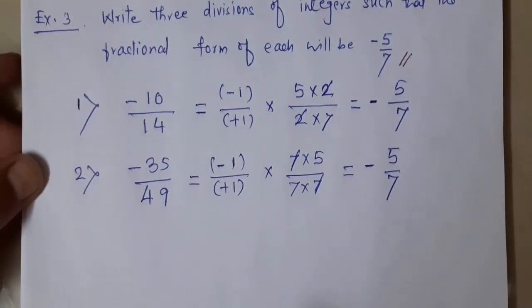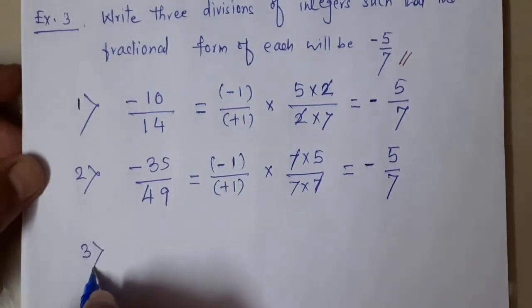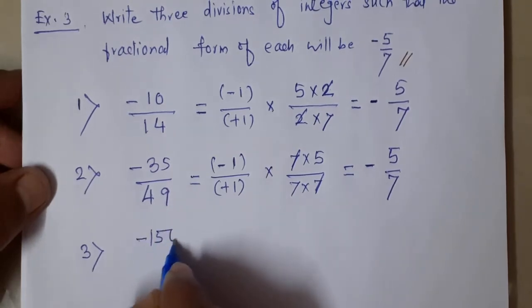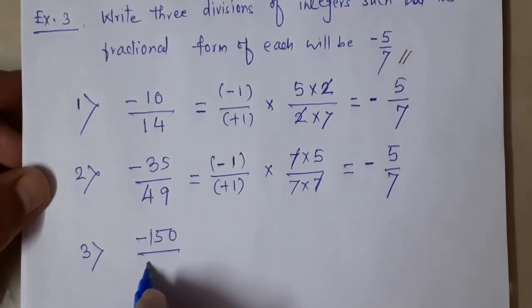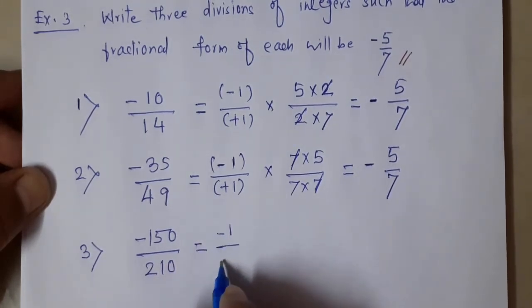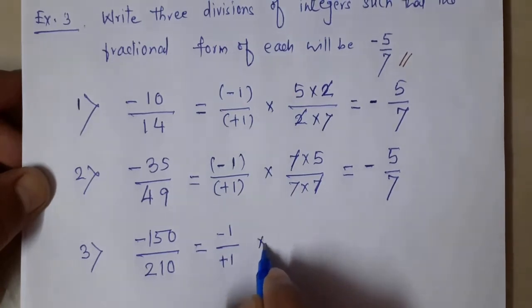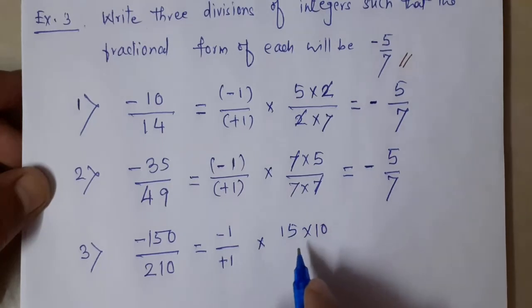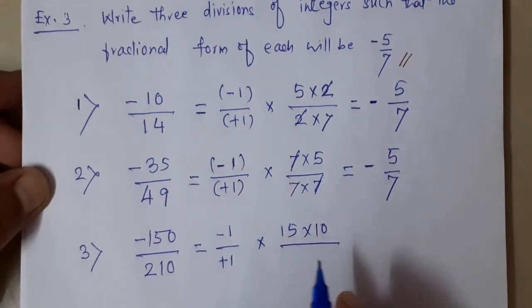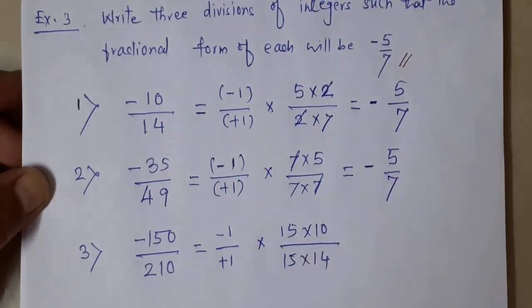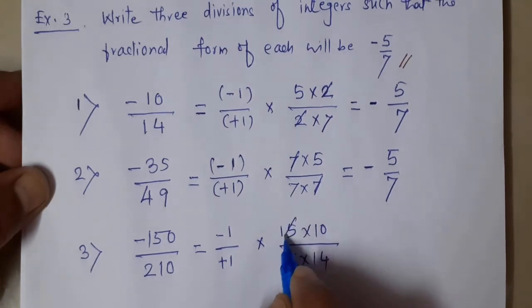Then the third example I am taking. In the third example I am taking minus 150 divided by 210. How can I simplify it? Minus 1 divided by plus 1 multiplied by 15 tens and 15 14s. Okay, so when we are calculating, this is the common one.